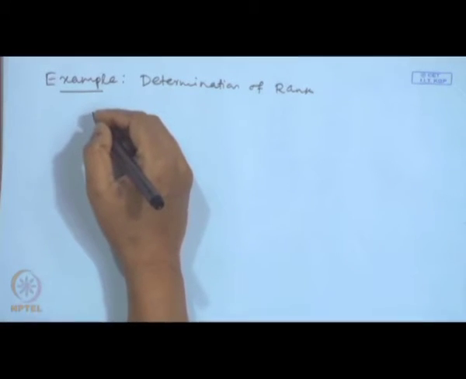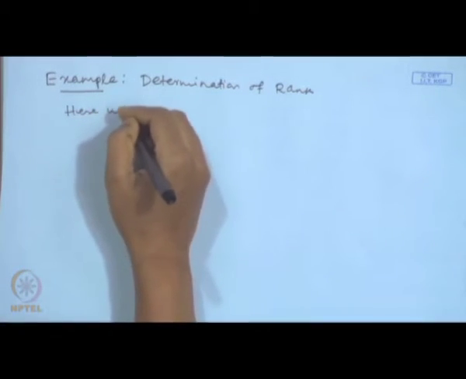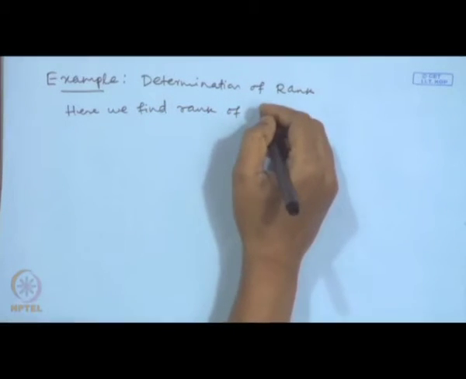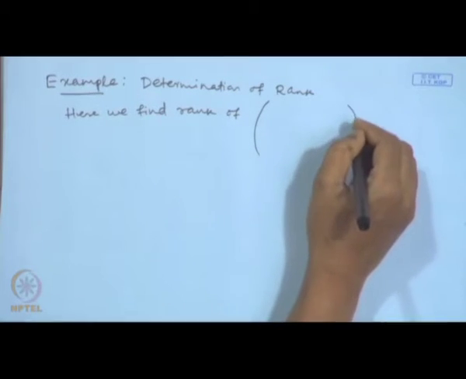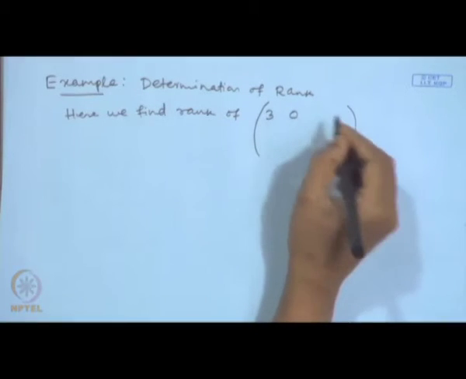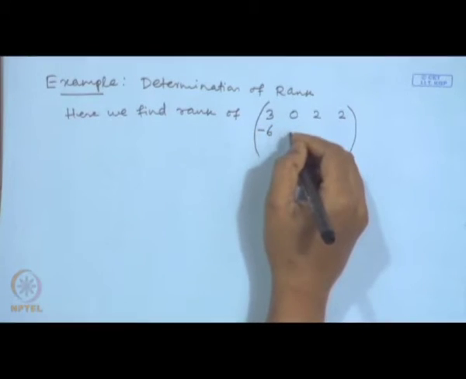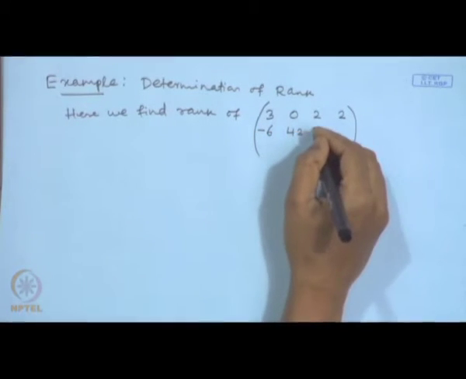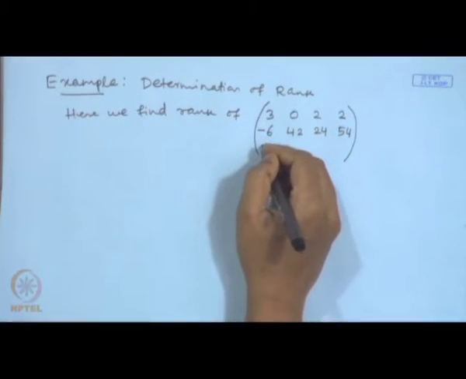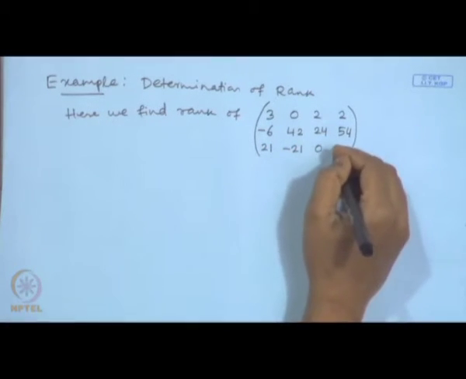So, consider this matrix. Here we find the rank of this matrix, that is, the entries are 3 0 2 2, minus 6 42 24 54, 21 minus 21 0 minus 15.